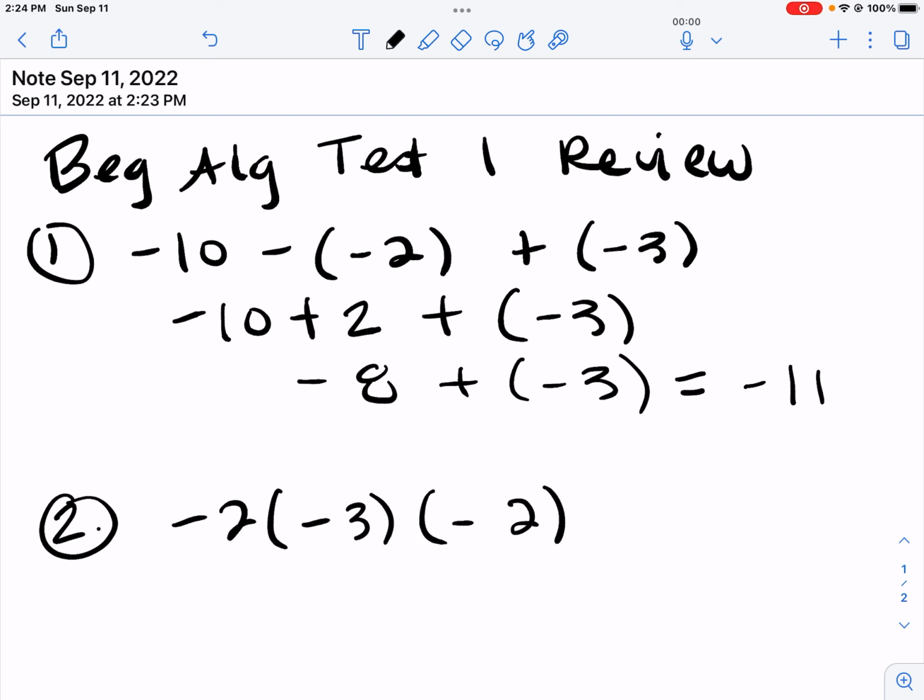Okay, multiplication. Negative times negative is positive, 6. Positive times negative is negative.